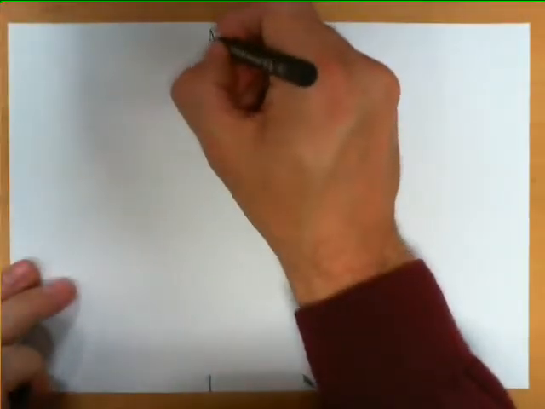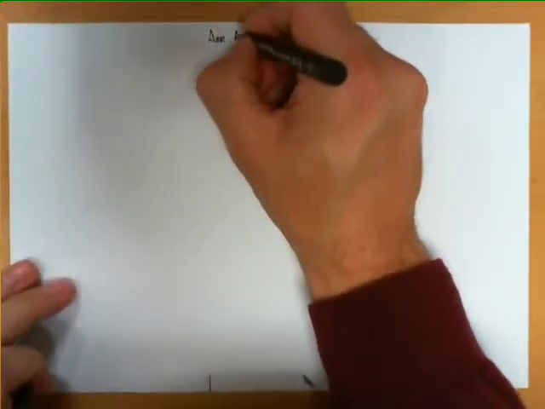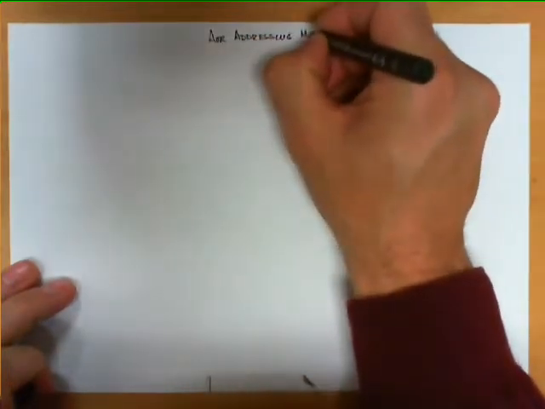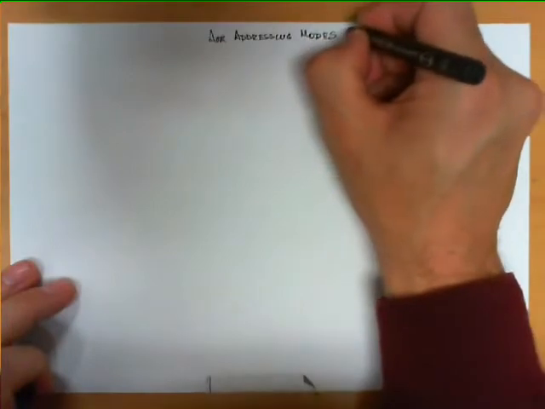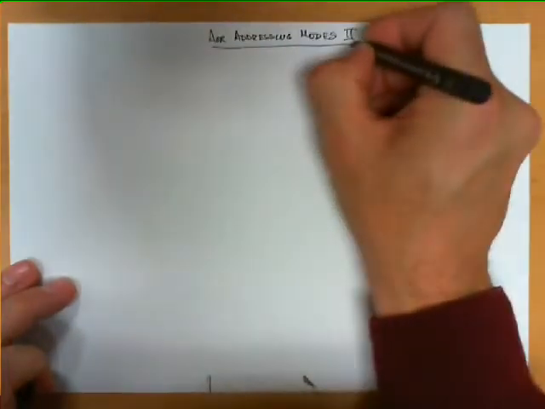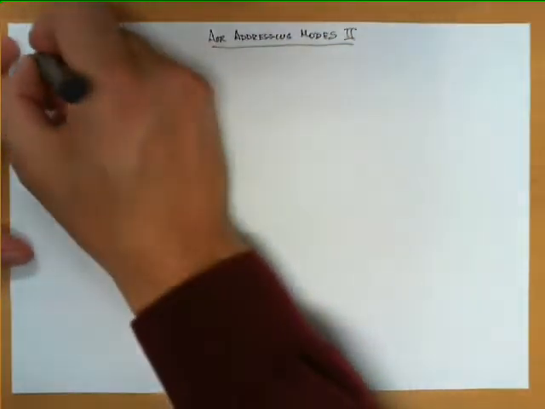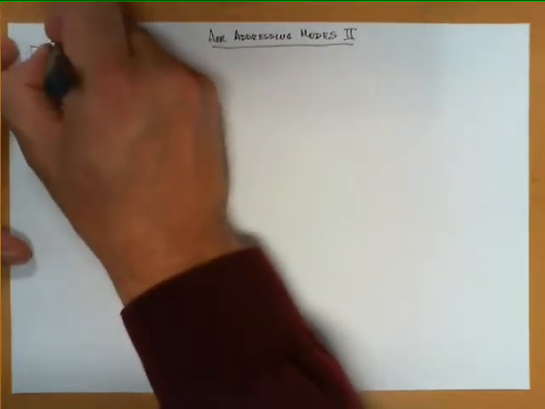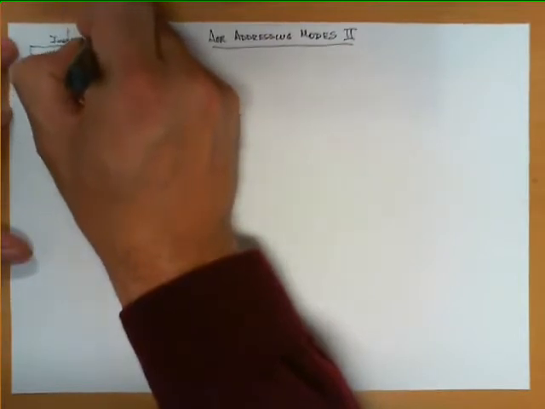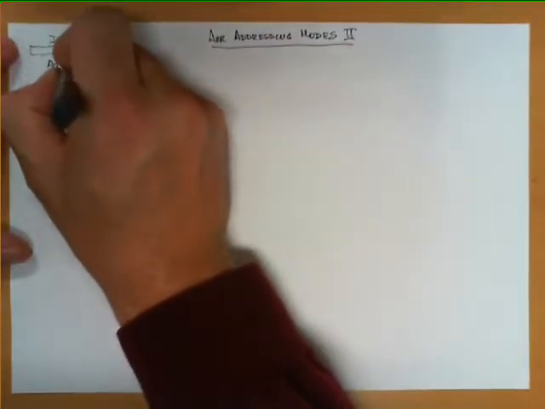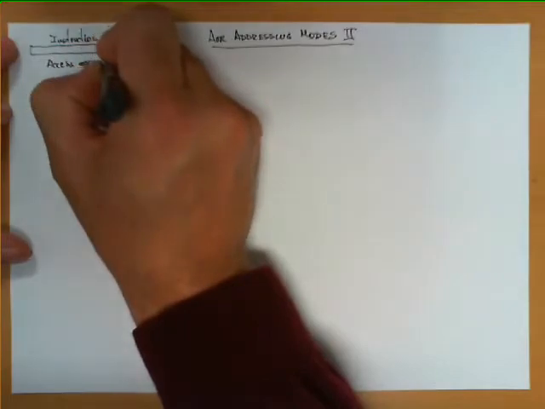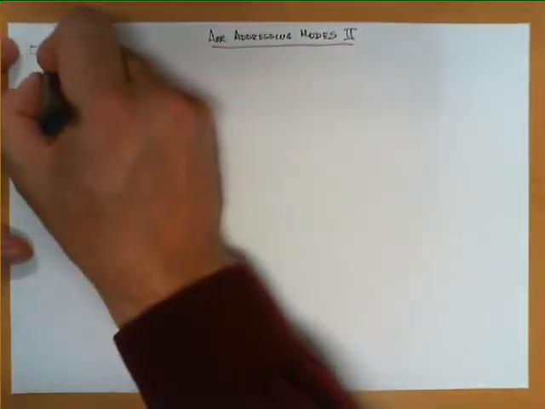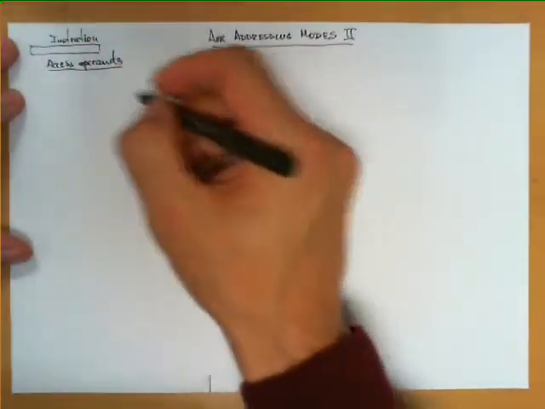In this video we're going to explain 3 more addressing modes of the AVR architecture. Let's just remember that addressing modes are those techniques that the microprocessor uses to access the operands that are specified by different fields of the instruction.